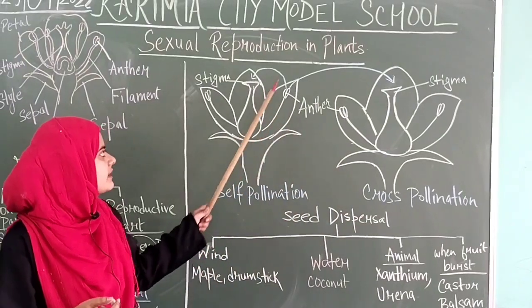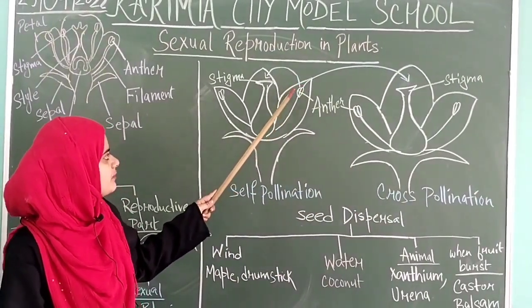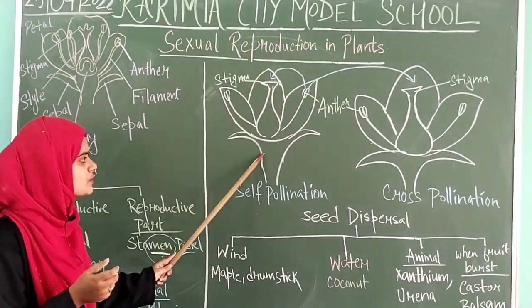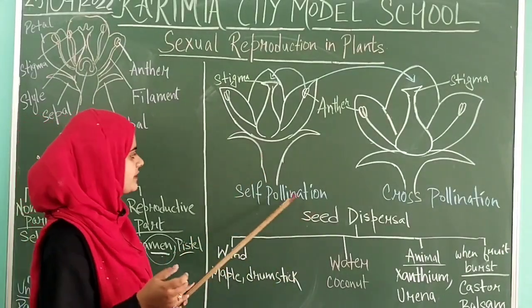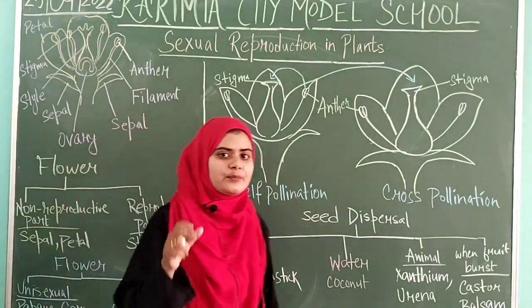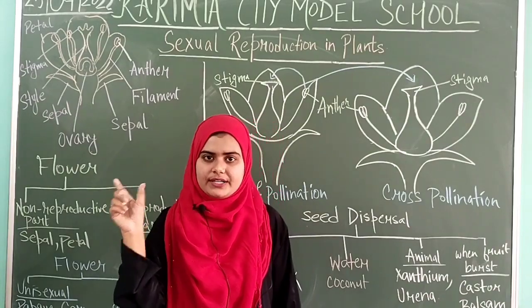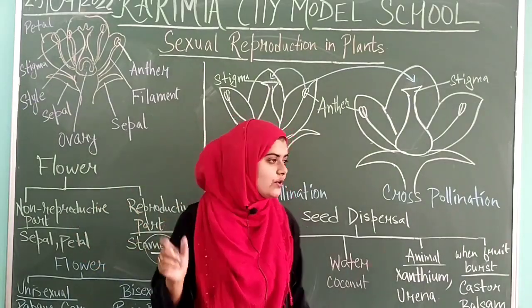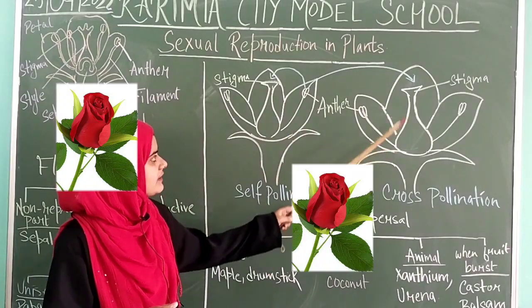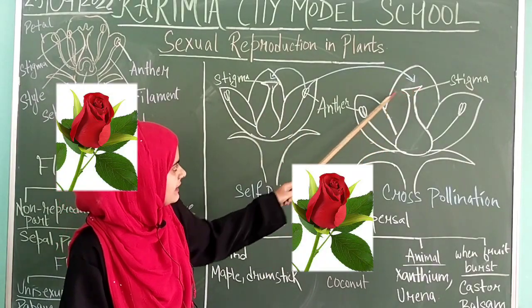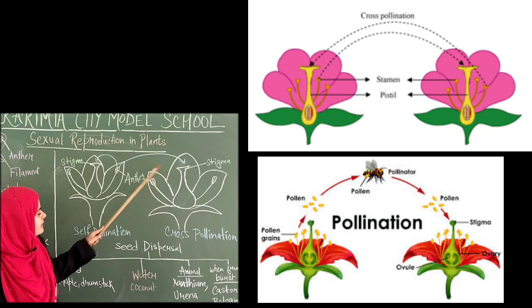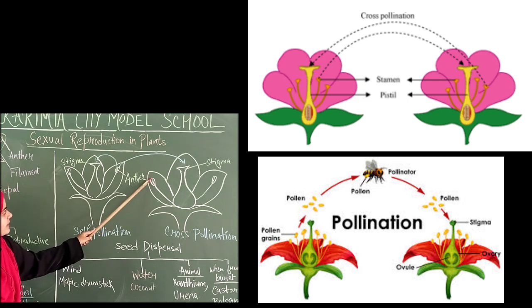Suppose in a rose, it happens from the anther to the stigma of the same rose plant. So it is self-pollination. And suppose there are two rose plants, one here and the other here. If the anther from here gets into the stigma of this flower, then we will call it cross-pollination.